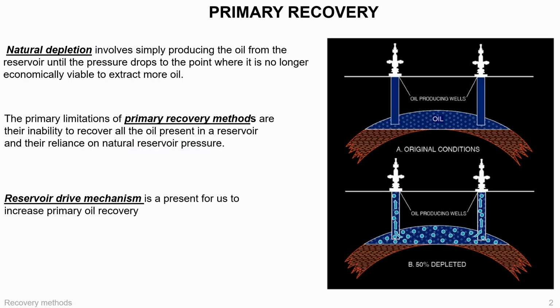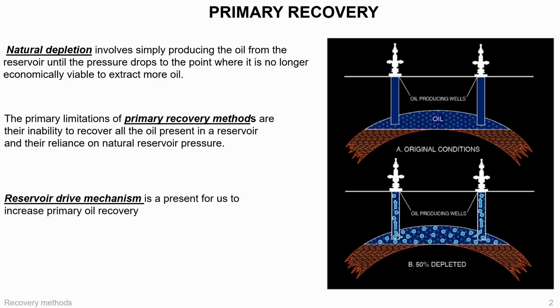Primary recovery refers to producing oil using the natural energy present in the reservoir, or with limited mechanical assistance such as artificial lift. Natural depletion means we simply produce the oil until reservoir pressure declines to the point where further production becomes uneconomic.